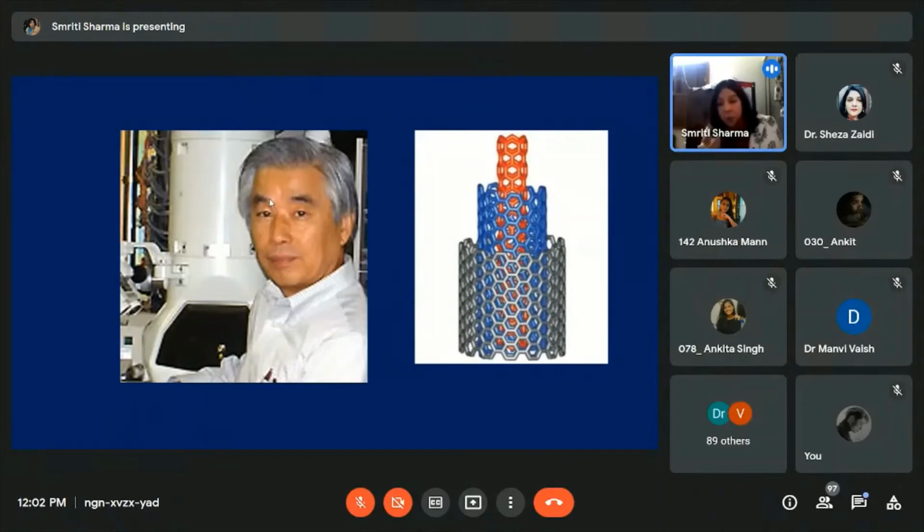I gave you that example that the pyramidal building could not be built because the cement could not take its weight, but now it is possible by reinforcing it with carbon nanotubes. So this was Sumio Iijima who gave the concept of carbon nanotubes. I mean, who discovered carbon nanotubes.